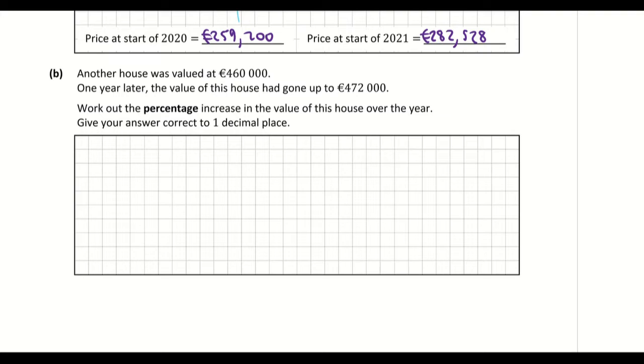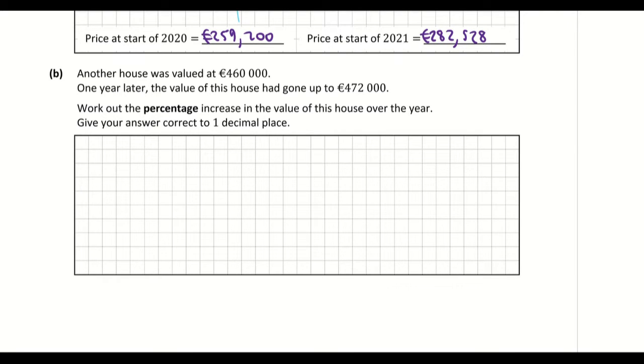Another house has a value of 460,000. 1 year later, the value of this house had gone up to 472,000. Work out the percentage increase in the value of the house over the year. Give your answer to one decimal.